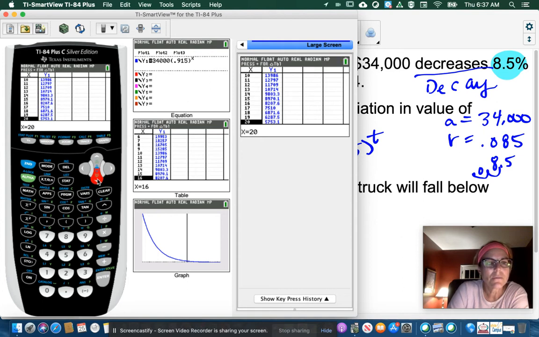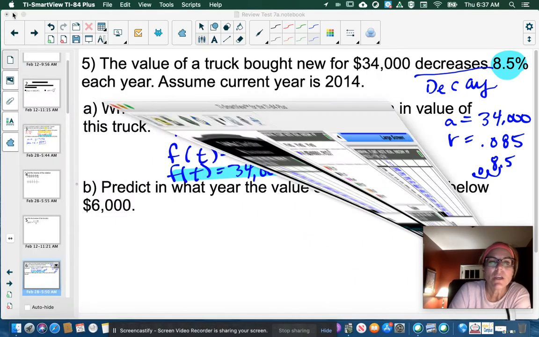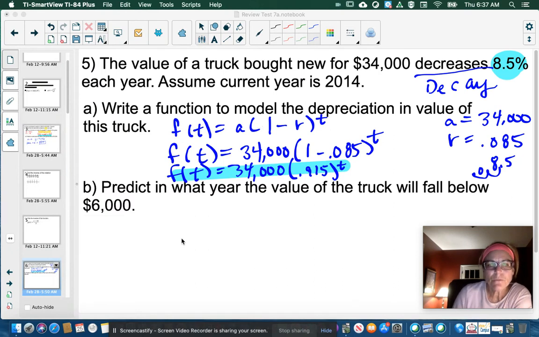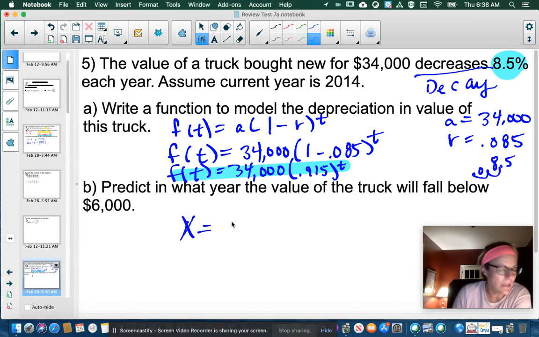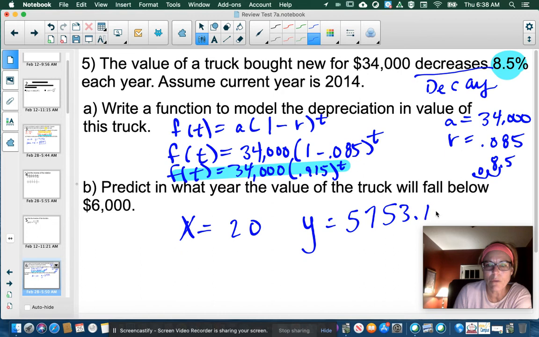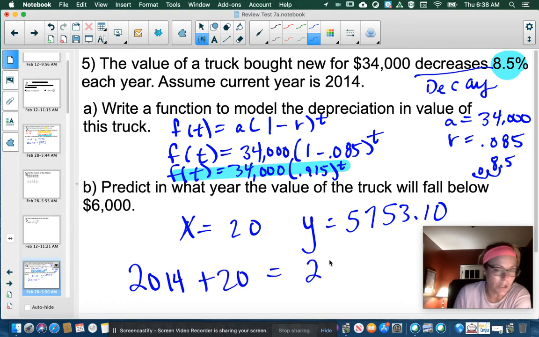There it is. After 19 years, the value is 6287.5, but after 20 years, it's 5753.1. So let's write that down. When x is equal to 20, y is 5753.1. It's the first time it falls below 6,000. So predict the year. Well, we're in the year 2014 right now. And after 20 years, we'll be in the year 2034.